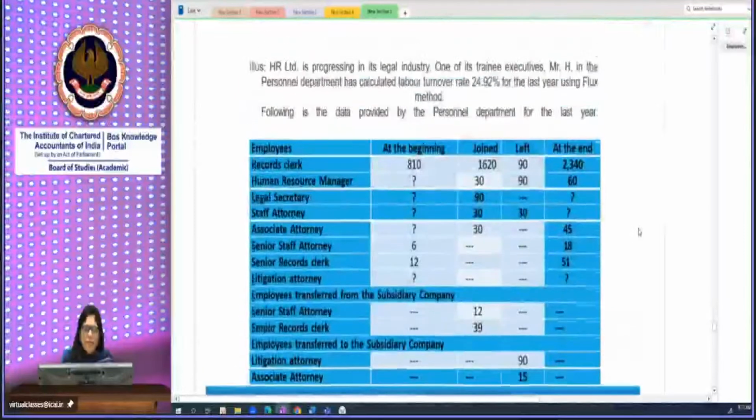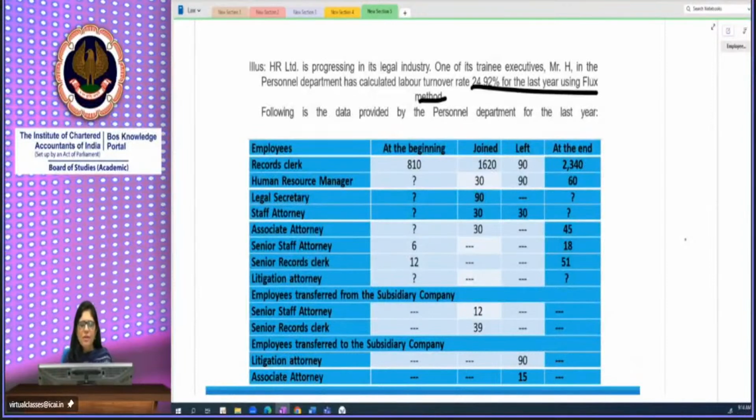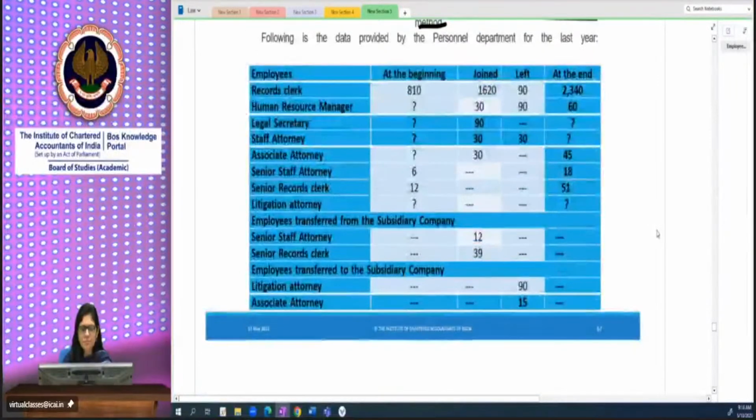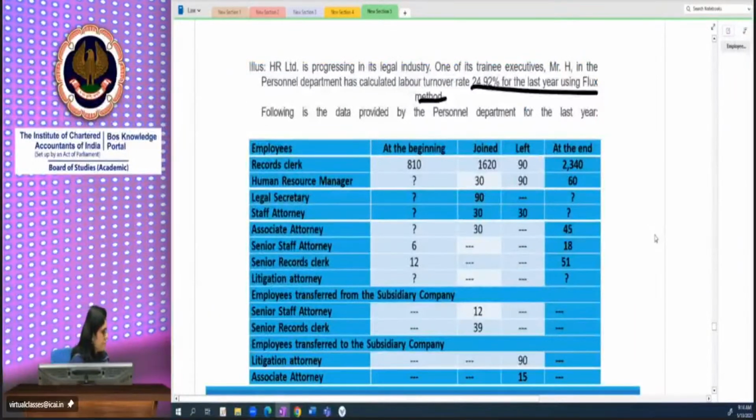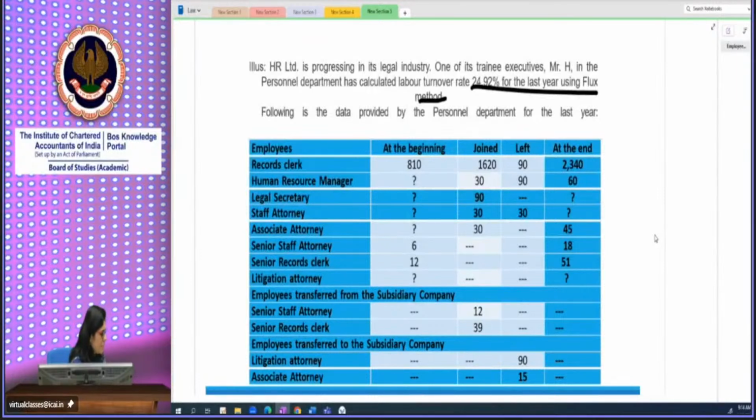Okay, so we have another question. Again, a very good question to understand. This is an employee turnover question. Employee turnover, they have used the flux method. The personnel department has calculated labor turnover rate under the flux method, and the following is the data provided by the personnel department from last year. Just take a note of this question. A very good question again. Take a note of this question. Understand the question, please.